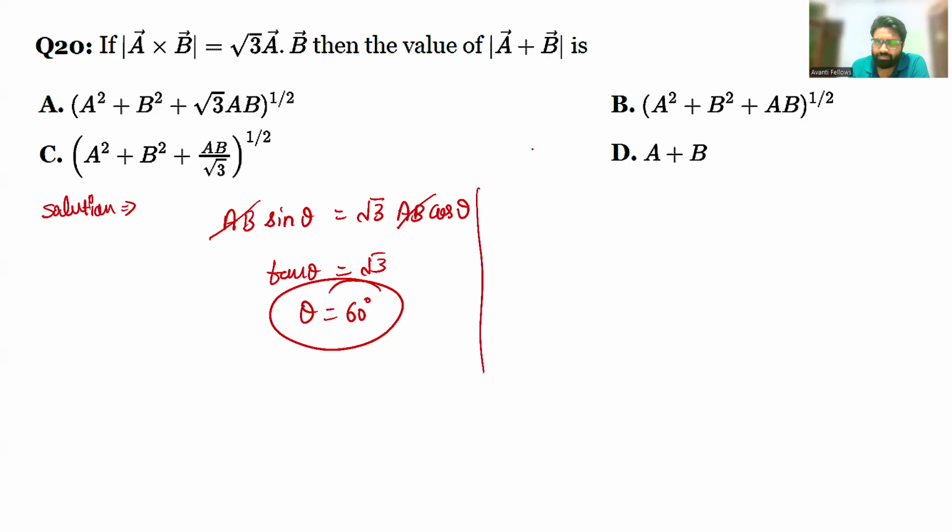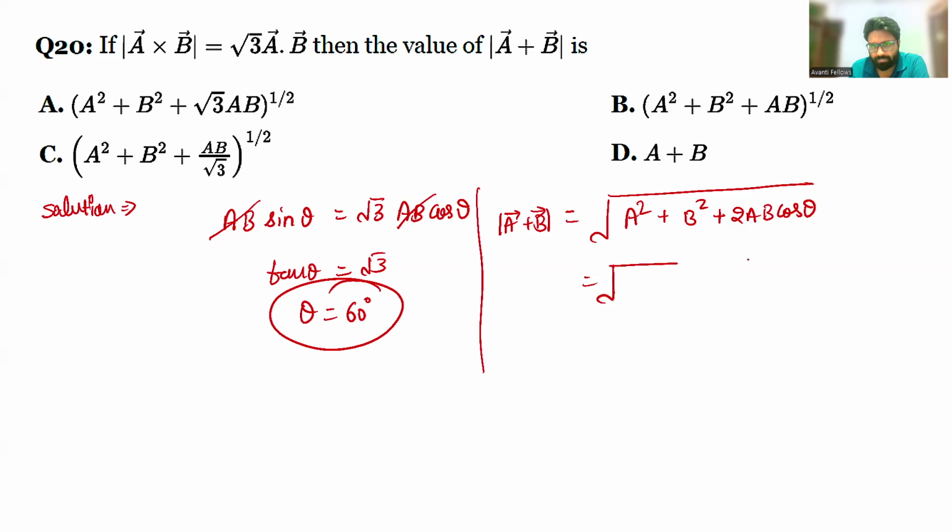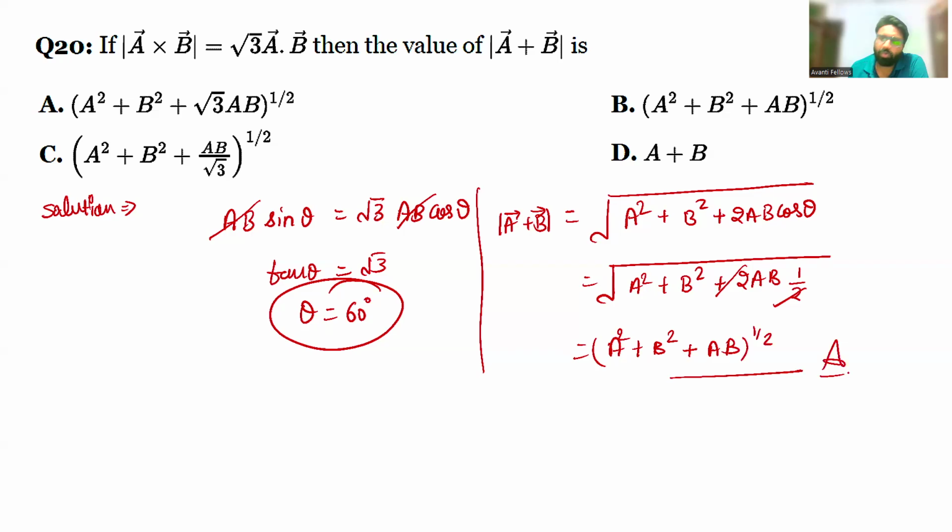Now it's asking for the magnitude of A plus B, which is given by A square plus B square plus 2AB cos theta, all raised to the power 1 by 2. Here A square plus B square plus 2AB cos 60, and cos 60 is 1 by 2. This 2 will cancel out, so we can write it as A square plus B square plus AB, raised to the power 1 by 2. Option B is the correct option in this question. Move on to the next one.